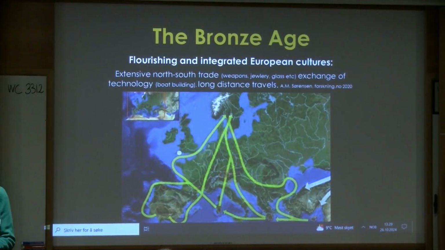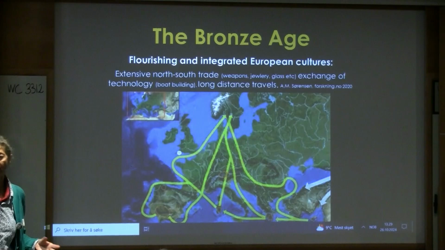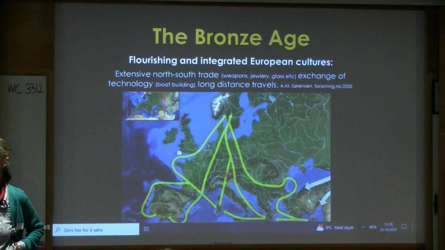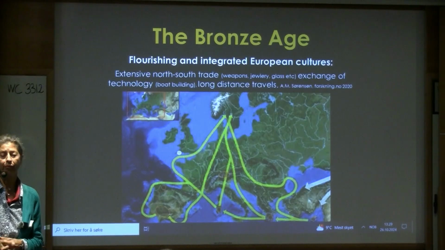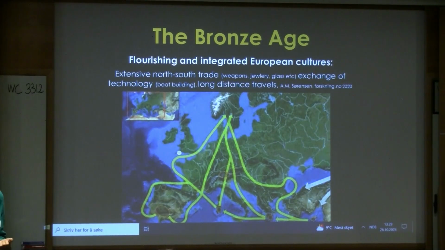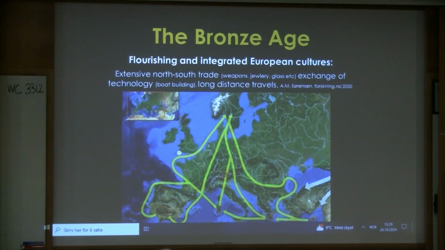So there's another thing about the Bronze Age which has been focused on over the last decade. At least I've read articles in newspapers where historians say they are quite surprised with how integrated and international the European cultures were at this time. There was an extensive north-south trade with weapons, jewelry, glass, etc. And there was an exchange of technology, for instance, boat building. There were also long-distance travels. I've read articles about the finding of an old body in a bog in Denmark, a sort of princess or high-rank female, and they can see that she was born in the Mediterranean, but she actually lived her grown-up life in Denmark. So things like that.